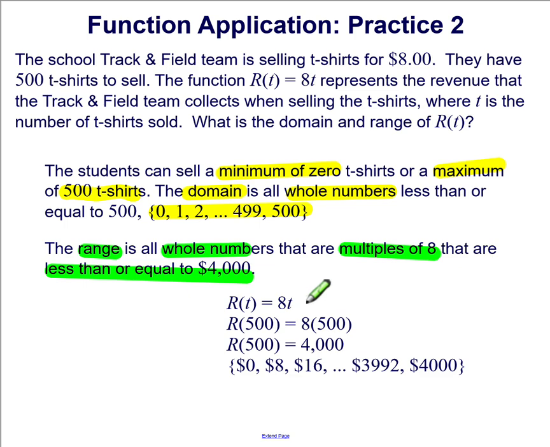Well, we start with the function r(t) = 8t. The maximum number of t-shirts we can sell is 500. So I replace t with 500. That's my input. And performing the arithmetic, we see that the revenue for 500 t-shirts is $4,000. That's the maximum value of the range. So when we list the range, we list all the dollar amounts as multiples of $8, starting at $0 and going to 4,000. And this is the accurate way to represent the range.